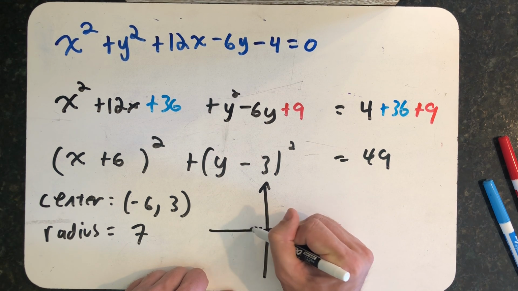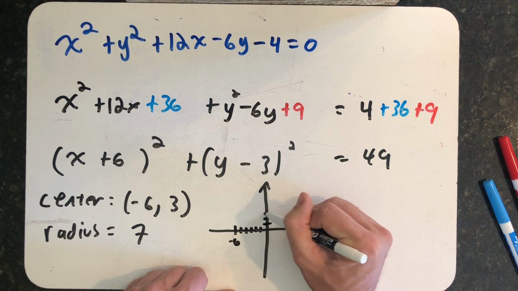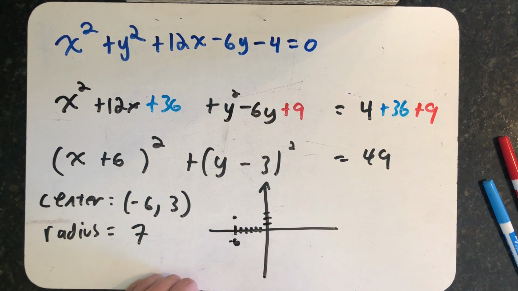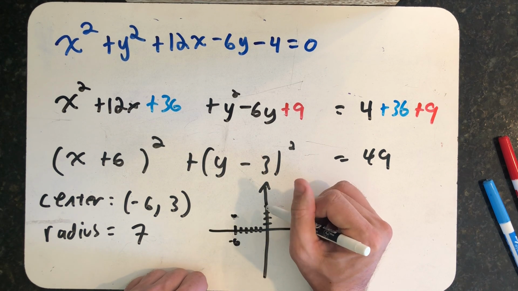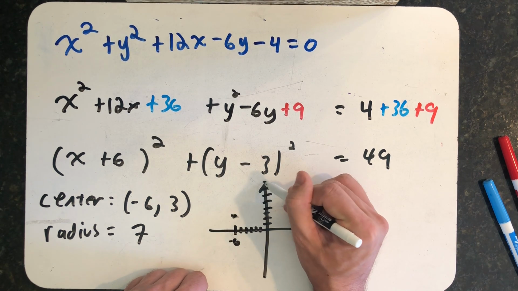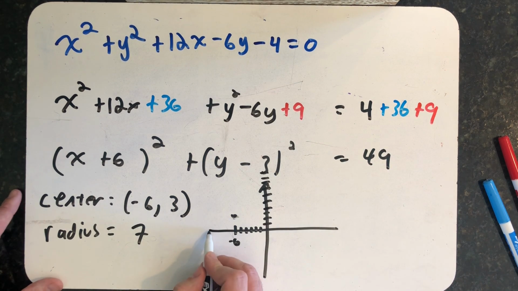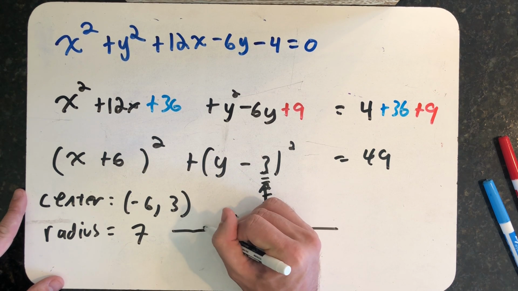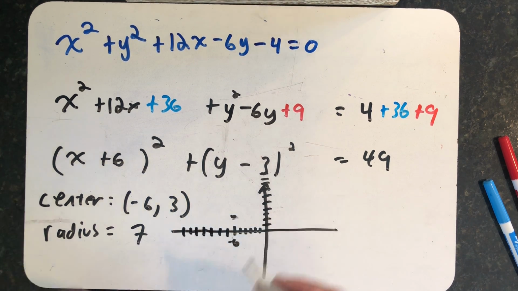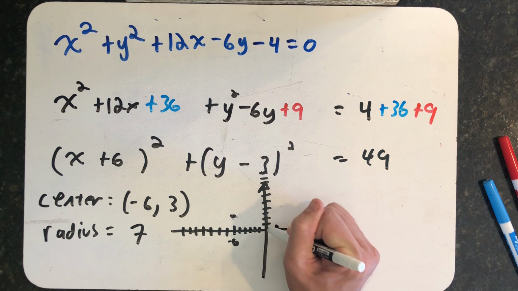Let's see, 1, 2, 3, 4, 5, 6. 1, 2, 3. And now I need to be able to count 7 units in every direction from that point, so I'll just go up on my y-axis, 1, 2, 3, 4, 5, 6, 7 more to 10. I need to go 7 units this way. So 1, 2, 3, 4, 5, 6, 7 more units to -13. And just 1 more unit here, right, because that's already 1, 2, 3, 4, 5, 6, 7.